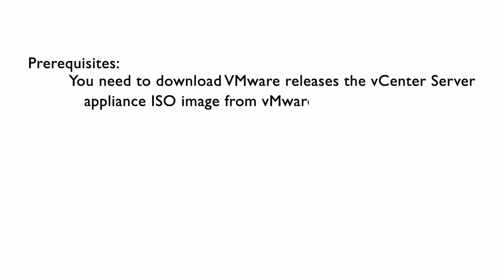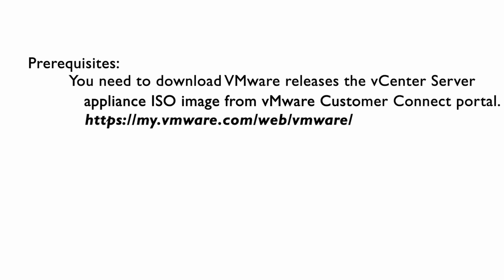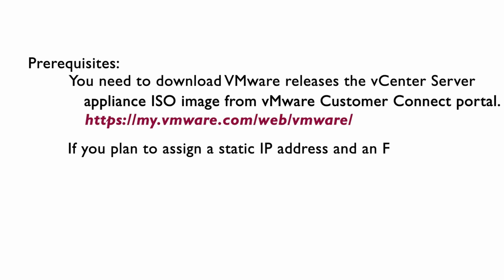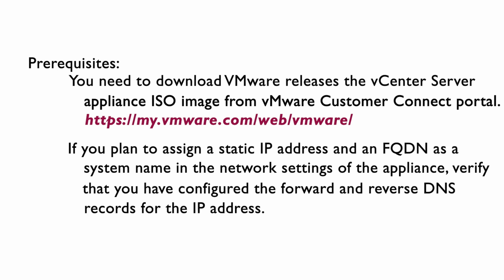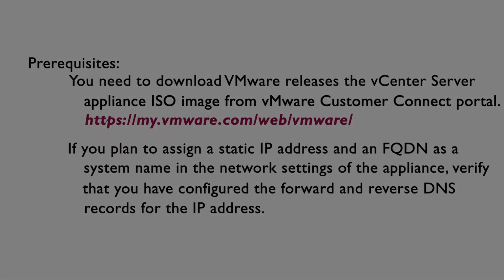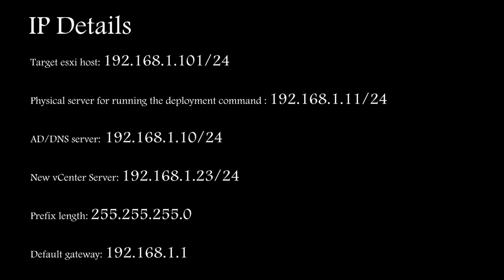Before starting, you need to download the VMware vCenterServer appliance ISO image from the VMware Customer Connect portal. If you plan to assign a static IP address and an FQDN as a system name in the network settings of the appliance, verify that you have configured the forward and reverse DNS records for the IP address. This is the IP details of today's lab setup.